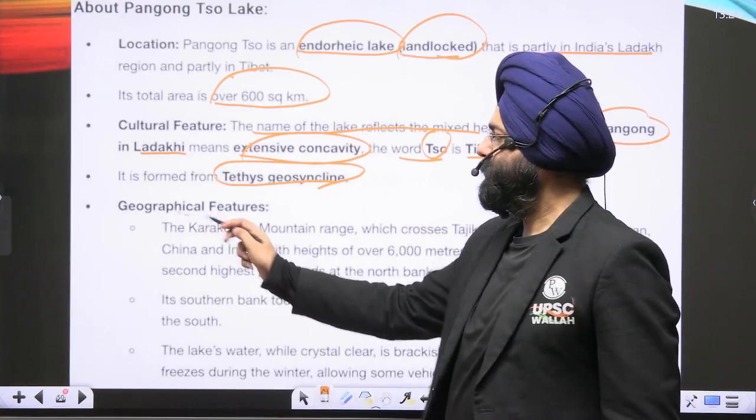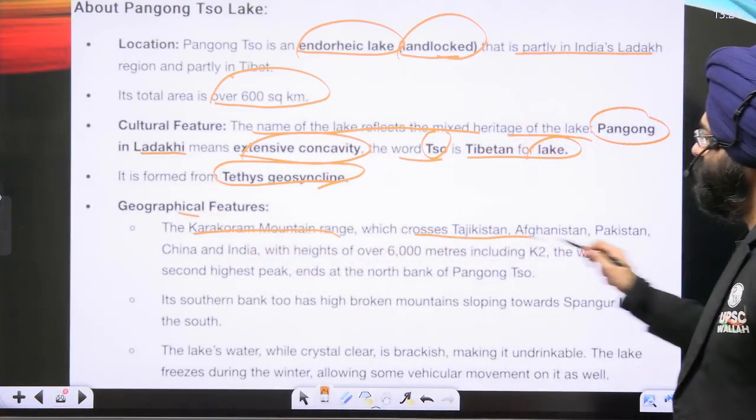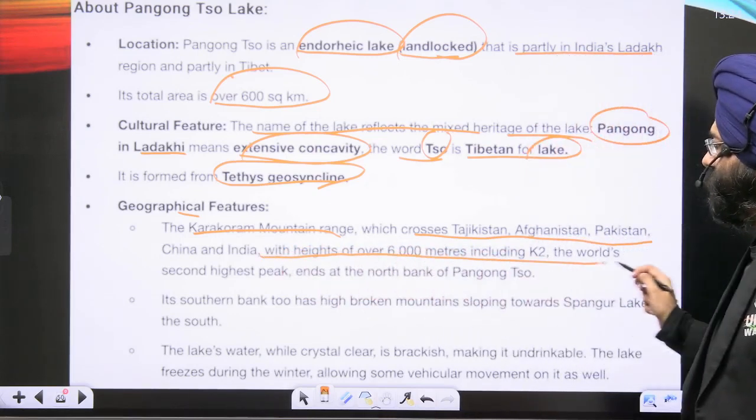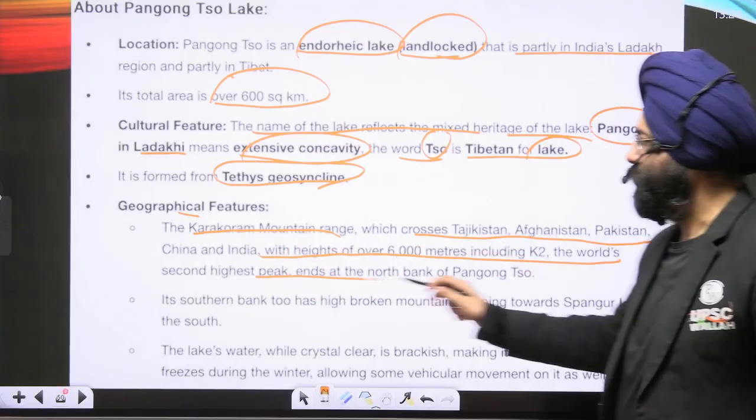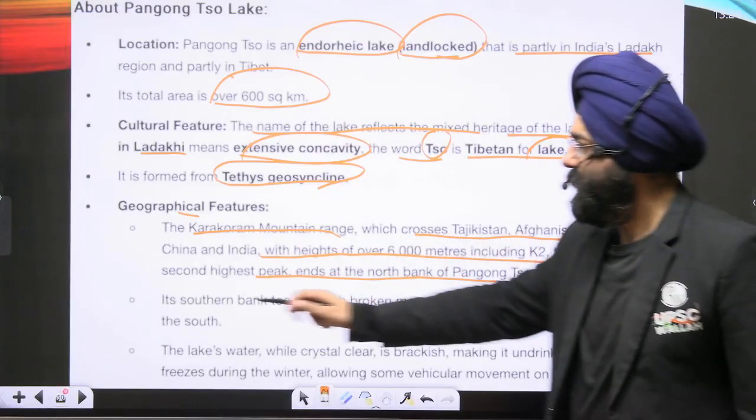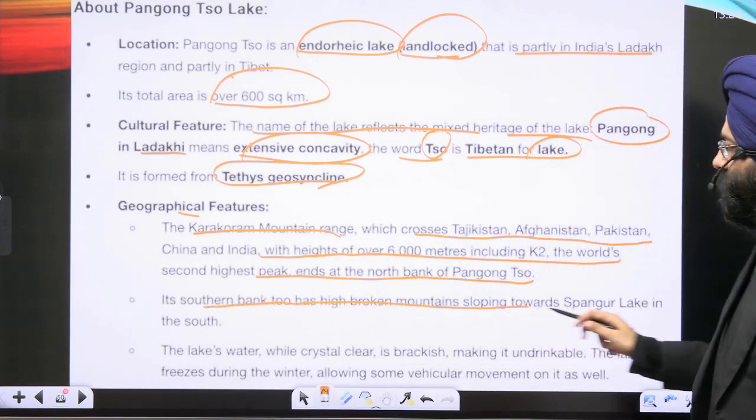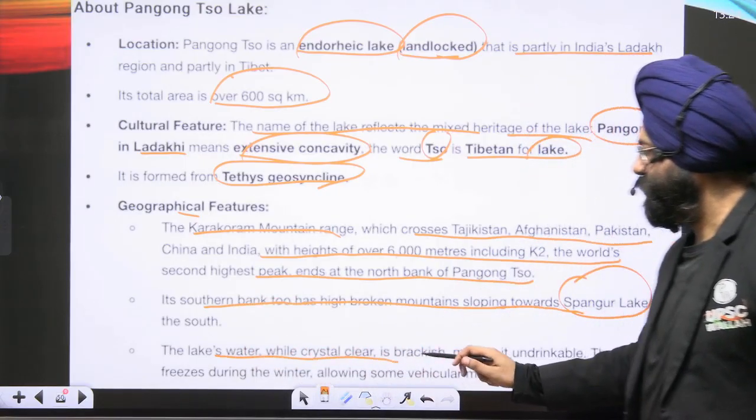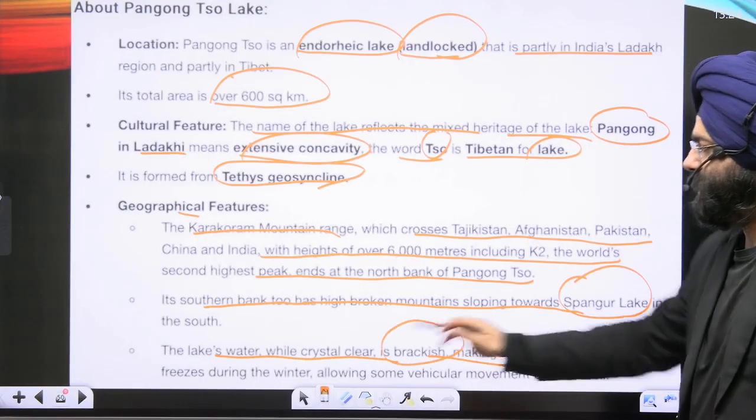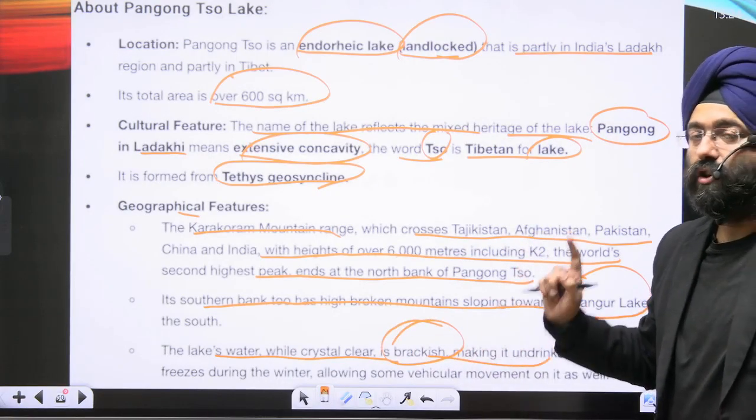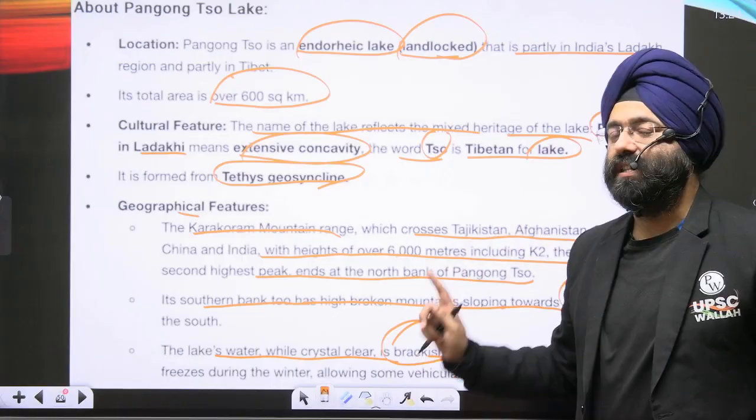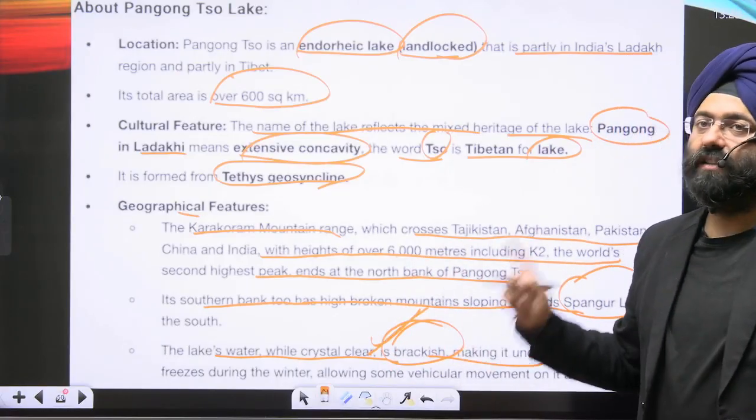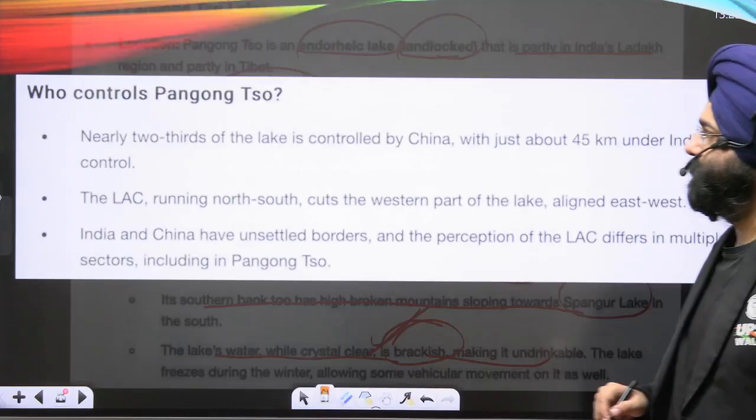The geographical features: the Karakoram mountain range, which crosses Tajikistan, Afghanistan, Pakistan, China, and India, with heights of over 6,000 meters, including K2, the world's second highest peak, ends at the north bank of the Pangong. The southern bank has broken mountain slopes towards the Spangmik side. The lake's water, while crystal clear, is brackish in nature, so it is undrinkable. So one should be clear that it is not a freshwater lake, it is a brackish lake. This is very important. Many people think it is a freshwater lake, it is a brackish lake. Please note that very carefully.